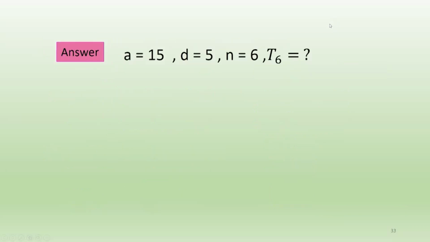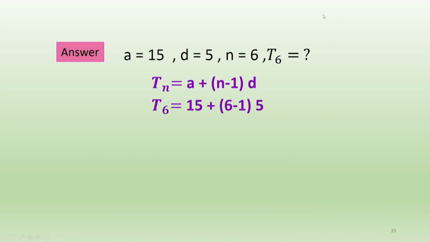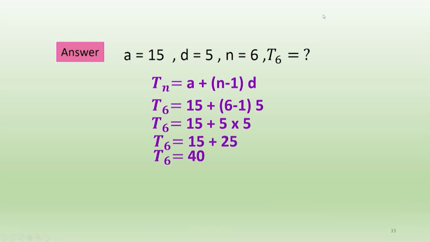Here our target is finding the sixth term. To find it, we can apply Tn equals a plus (n minus 1)d. Using that, we get T6 equals 40. So T6 is 40, and then we have the answer.